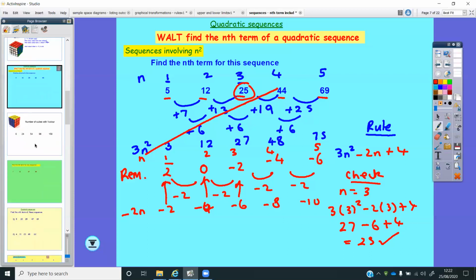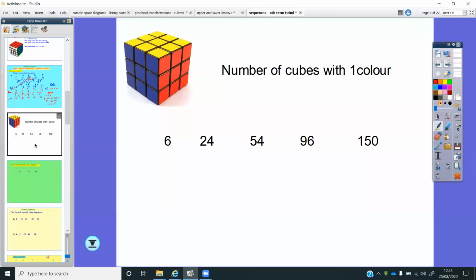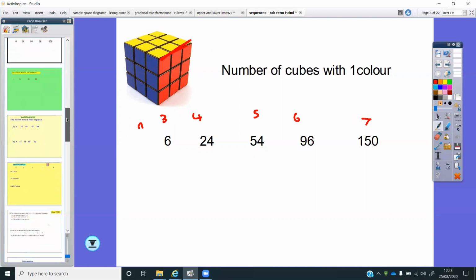Okay, so just a word of warning. If you do get time, you could go on to looking at the Rubik's Cube one. The only thing to remember with this one is n, this one here, which is 6, isn't it? That's the number of cubes with one colour, which is 6 when n is 3. I'm saying n is the cubes on one side of the cube. So you'd have to put, in this case, you can still do it, 3, 4, 5, 6, 7. So what we're doing is actually adjusting how we use the nth term. That's why I haven't used that as an example straight away. It's something you can throw in maybe as an extension task when they've mastered this.